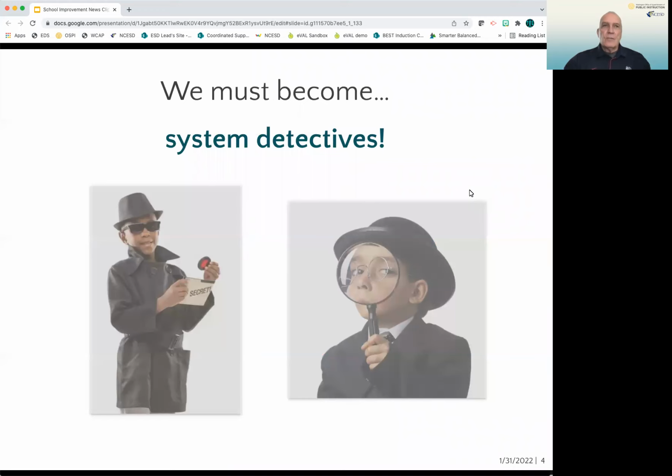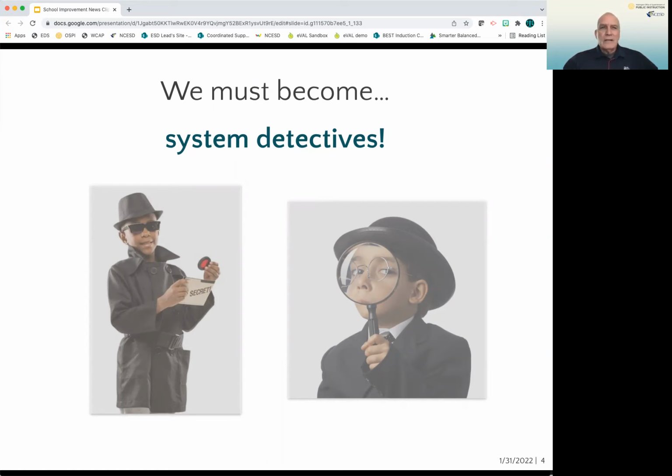A basic tenet of improvement science is that all systems are perfectly designed to get exactly the results they get. This means in order to improve, we must have a deep understanding of our systems. Bringing together the right team to gather data about your system is a great place to start. Work with this team to collect, sort, and disaggregate data from a variety of sources, and use a protocol to carefully examine the data for both bright spots and areas of concern.